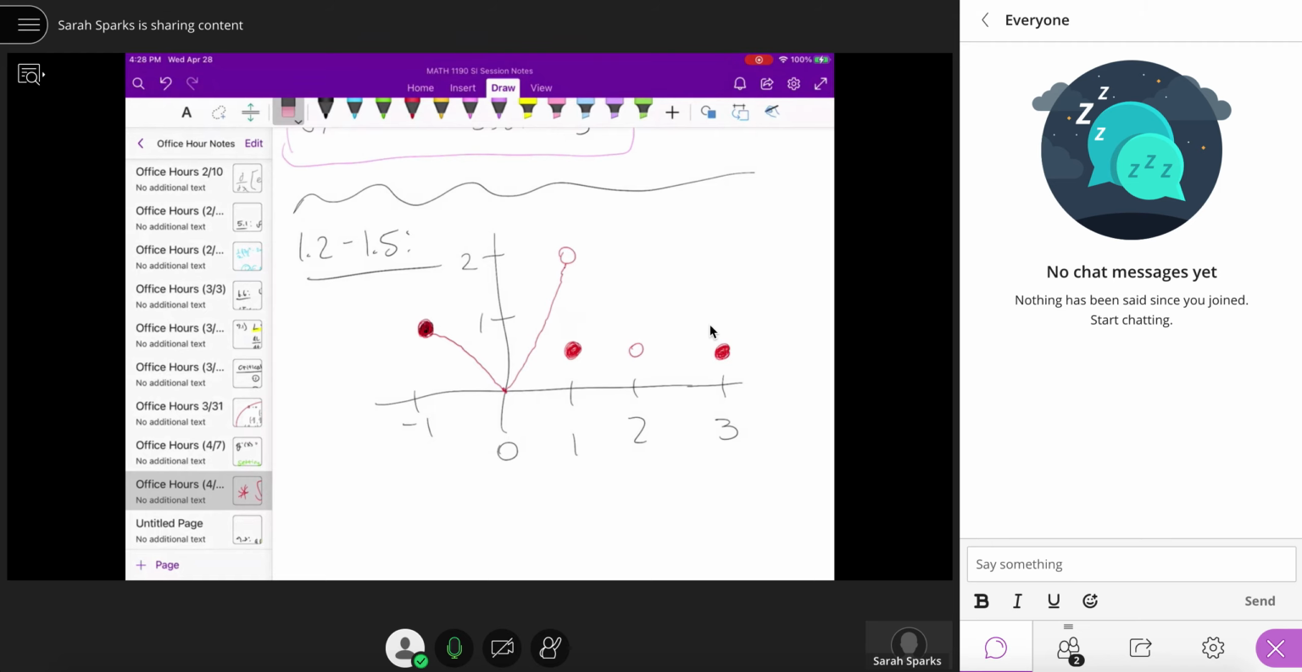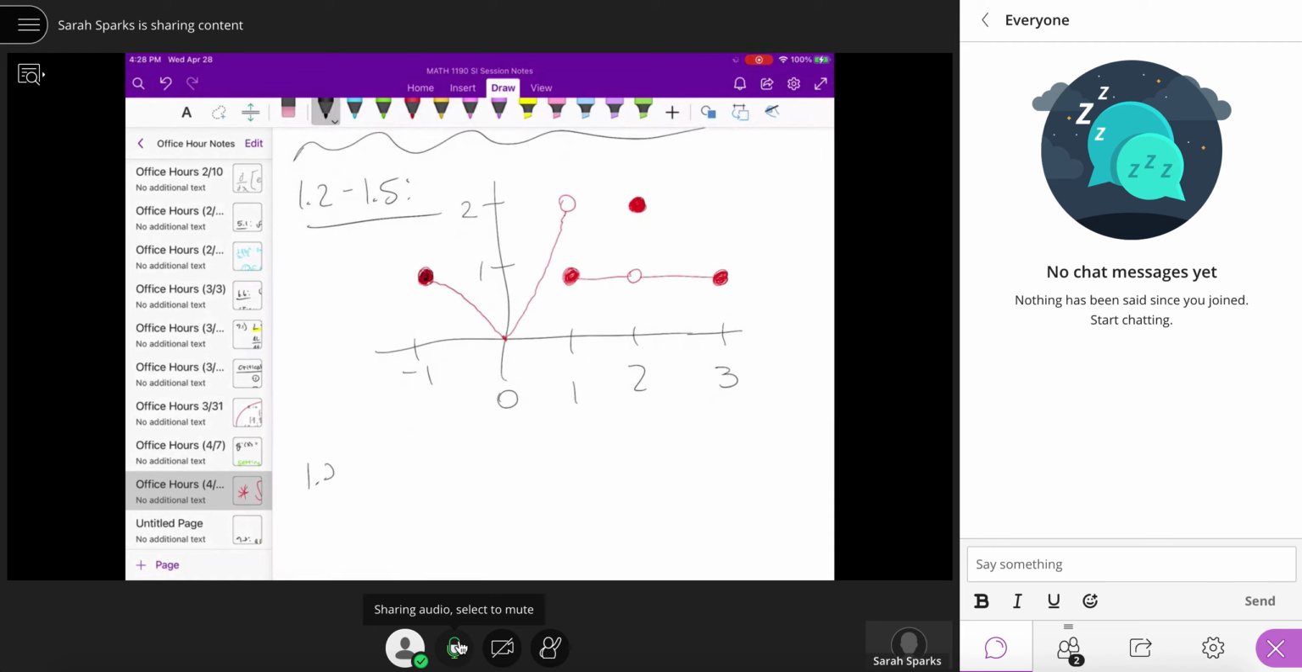Let me just lasso it. All right, so we are given this graph. Oh, and then there is an open or a closed circle at the x equals 2, the y equals 2. Yeah, I forgot about that. All right.